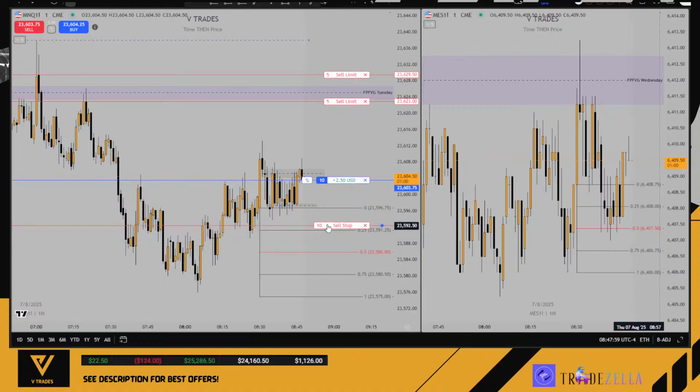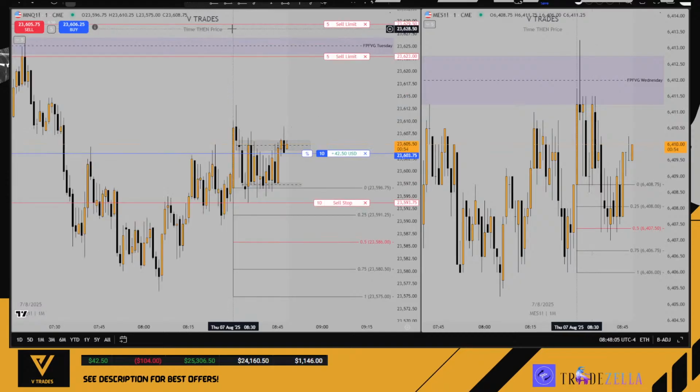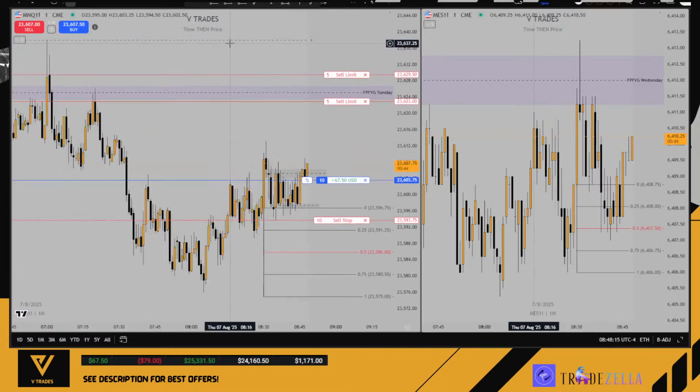I'm going to reduce my risk here. It's okay. I know I'm choking it. It can test the 0.25, but should be alright. Still risking $200 on this.